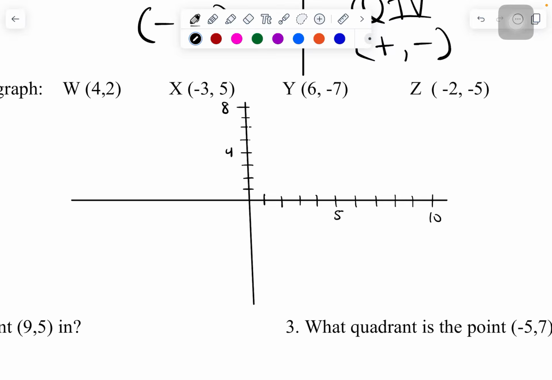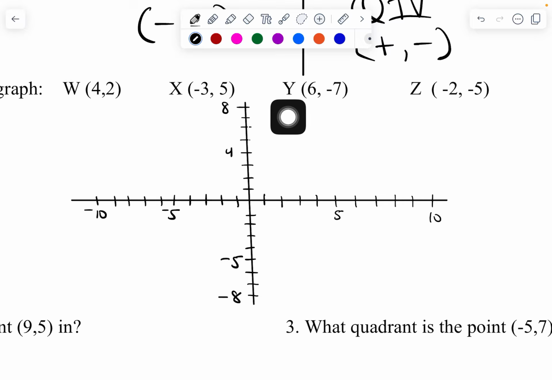Let me do the negative x-axis. So 1, 2, 3, 4, 5. There's negative 5. 6, 7, 8, 9, negative 10. 1, 2, 3, 4, 5. So negative 5. 6, 7, 8. Sure, we'll call that negative 8. I'm not going to sit here and measure and make sure absolutely everything is perfect. That's not the idea. So we've got these 4 points, okay?